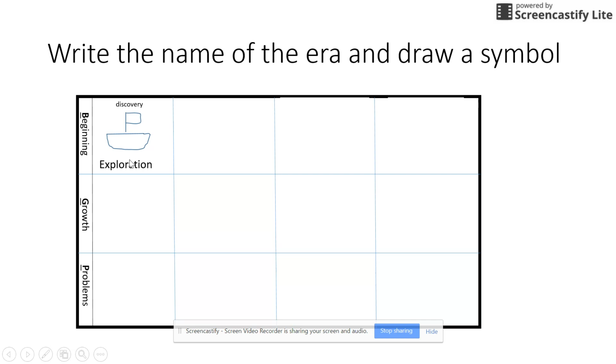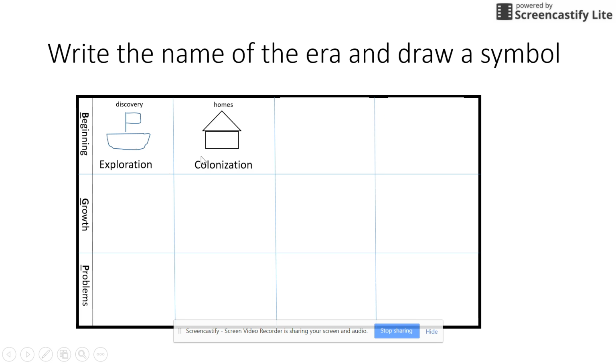The first era we write as a class, exploration, at the bottom of the box, and then we draw a ship because the explorers were on ships when they came to discover new land, and our keyword is discovery. And so I just teach my students during the exploration era, people discovered new land.